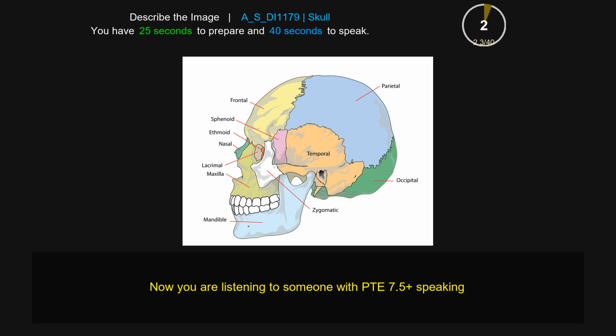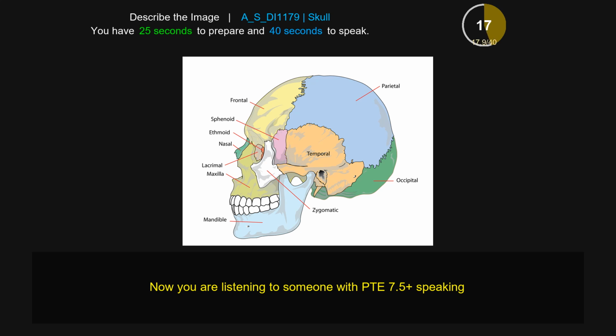The image which I am seeing here is the human skull. The leftmost part, which is yellow in color, is called frontal, and the rightmost part, which is blue in color, is called parietal. The lower part, which is below our jaw, is called mandible, and the part above our teeth is called maxilla.